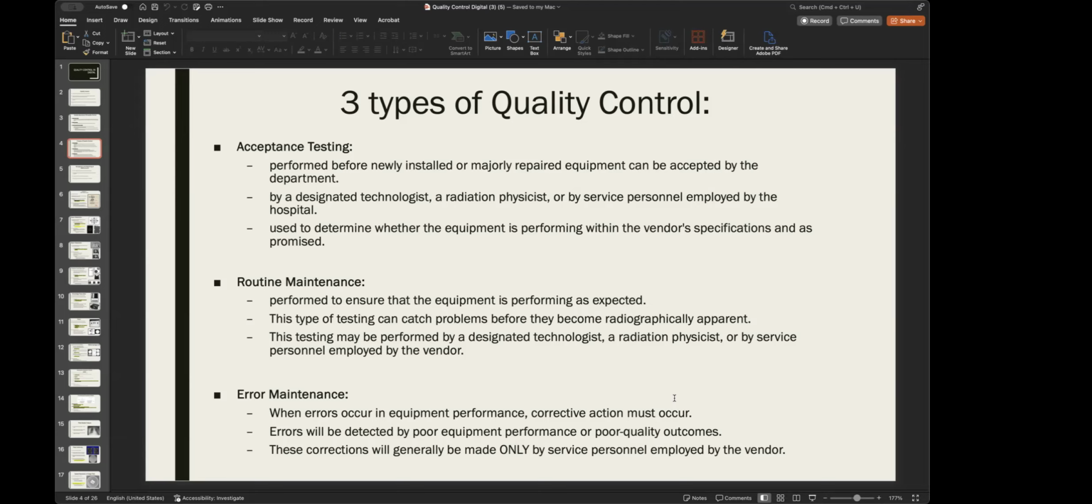Or, hey, this machine is not connecting the detector to our PACS, right? And so sometimes that error maintenance has to occur where we call the vendor. Only somebody from the vendor can come and fix that piece of equipment. All right. Because while it's operating with an error, that's going to give us poor performance with the equipment, number one, and then probably poor outcomes because we're not getting the images that we need.